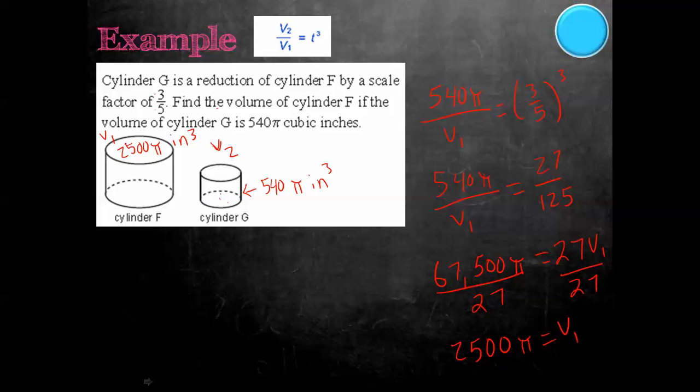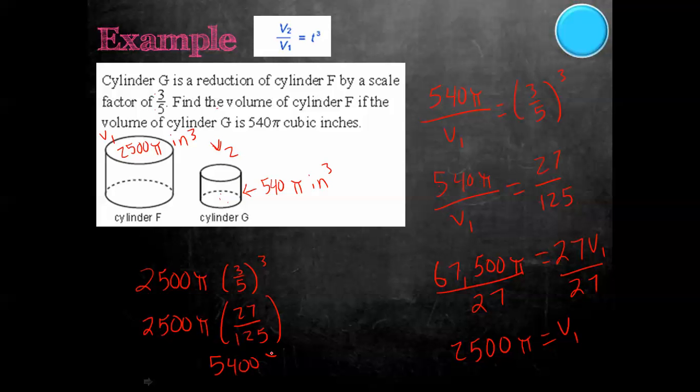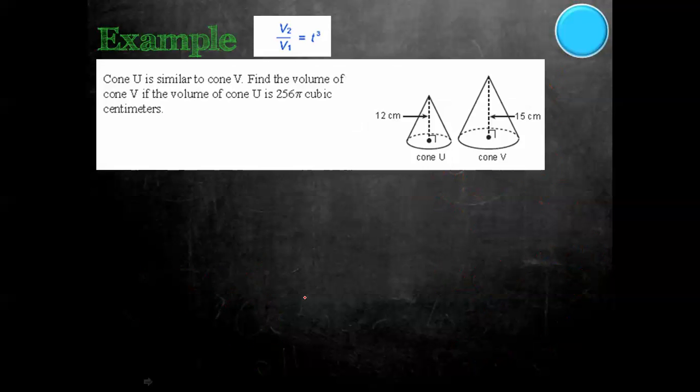And all we have to do in order to check that, right, is to take 2,500 pi and multiply it times 3/5 cubed, right? We already know 3/5 cubed is 27 over 125. Okay, so 2,500 pi times 27 over 125. 2,500 times 27 is 67,500, and then divide that by 125, and that gives you 540 pi. So that is the correct answer.